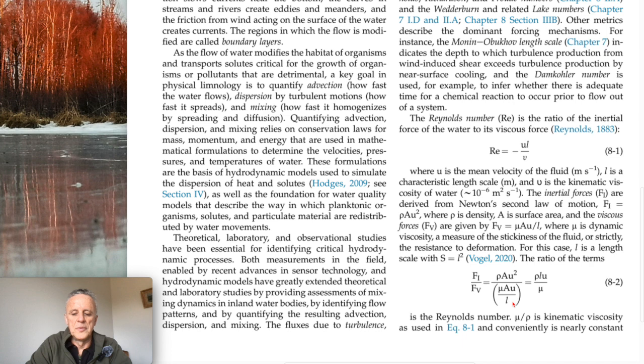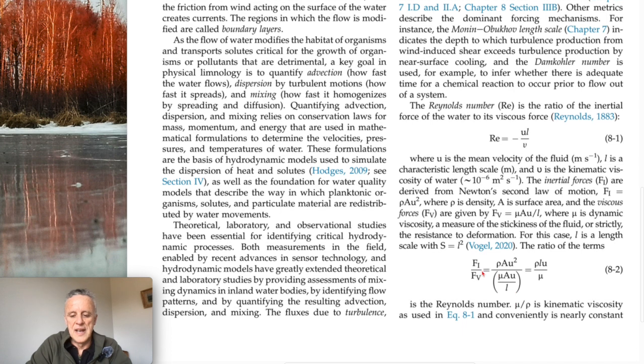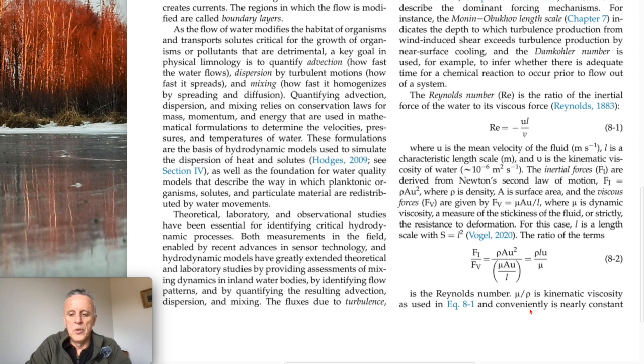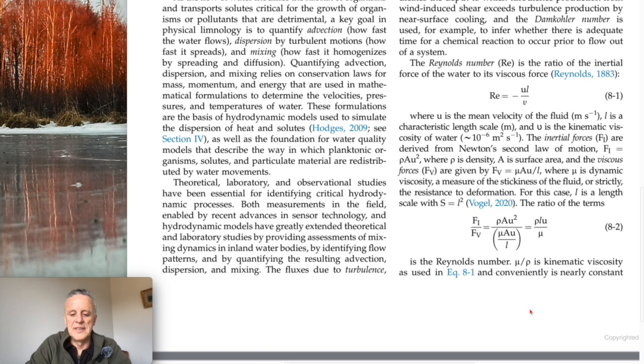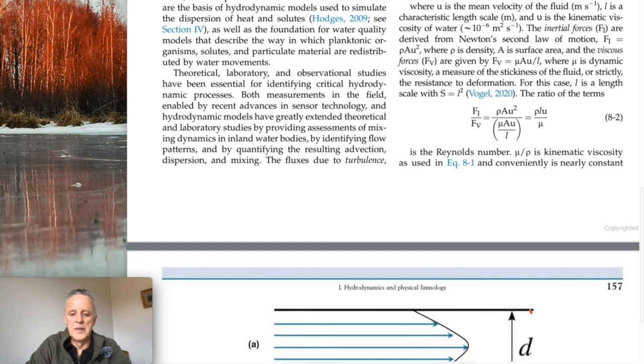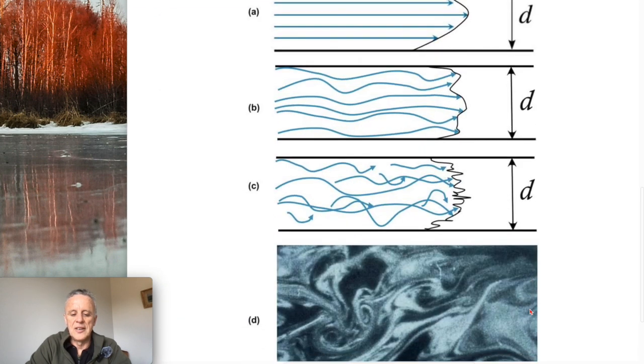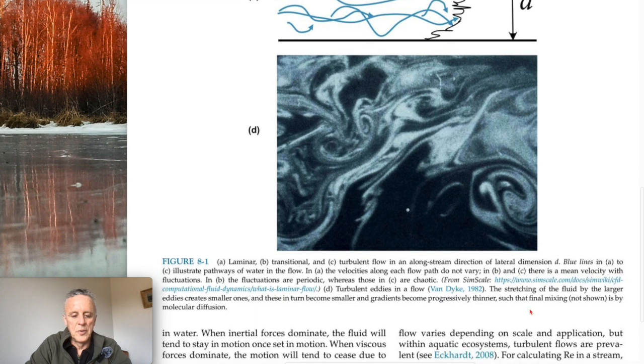The ratio of the terms is F_I divided by F_V, which is equal to ρLU divided by μ. In the Reynolds number, μ divided by ρ is the kinematic viscosity as used in equation 8-1, and conveniently is nearly constant in water.